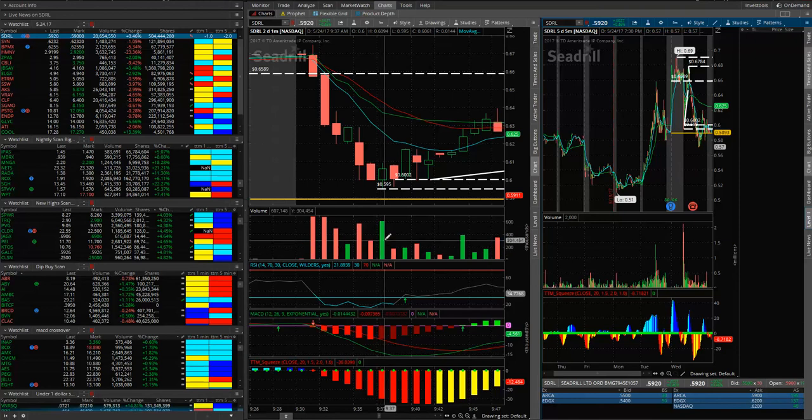Now, this is what happens. At this point, I start seeing the volume come in. I start seeing buyers come in. I start seeing green prints come in, right? And then in the next candle, I see that there's fewer sellers, and more buyers in that minute.